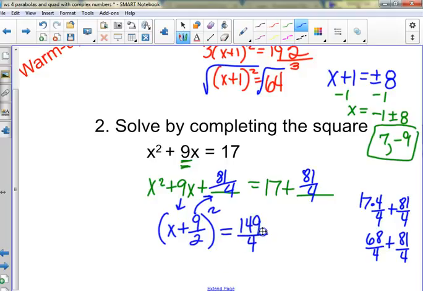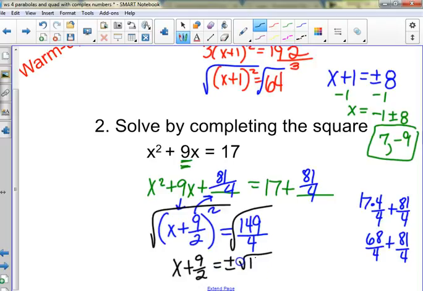Okay, how could you check that you did that right? Could you type 17 plus 81 divided by 4, and because you're going to have a scientific calculator, you get a decimal, see if you do 149 divided by 4, get the same decimal, right? Okay, now what? Square root, so we get x plus 9/2 equals plus or minus square root of 149, and in the denominator it's the square root of 4, so it's just plain old 2.